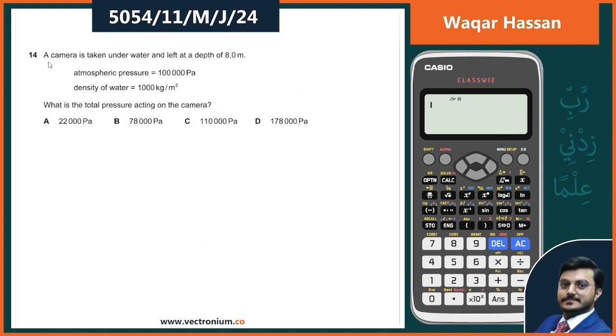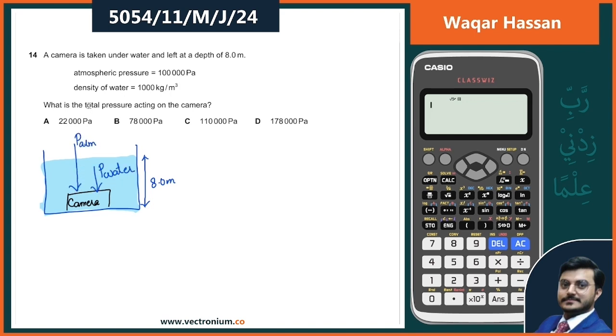Question number 14. A camera is taken underwater and left at a depth of 8.0 meter. Atmospheric pressure is 100,000 pascals and the density of water is 1000 kilogram per meter cube. What is the total pressure acting on the camera? So there will be two types of pressures exerting on the camera. One is the atmospheric pressure and other is pressure due to water. So the total pressure is equal to atmospheric pressure plus pressure due to water.